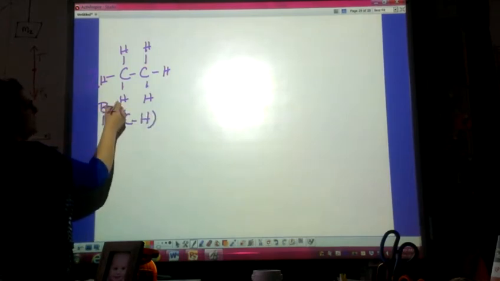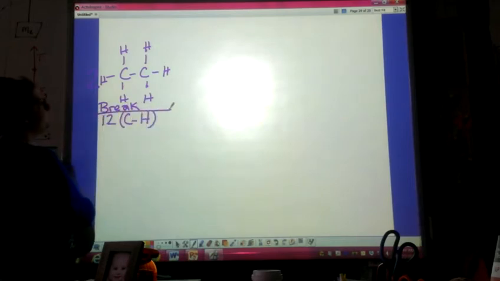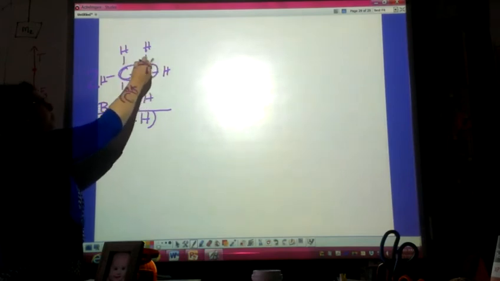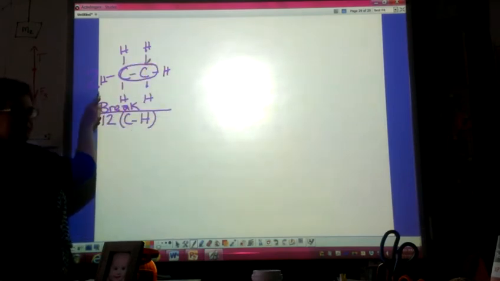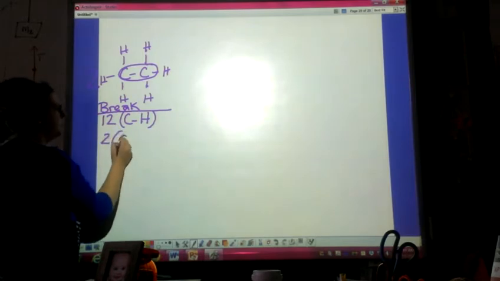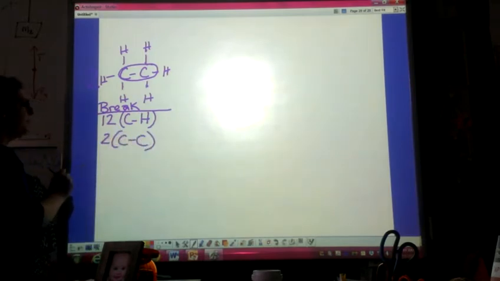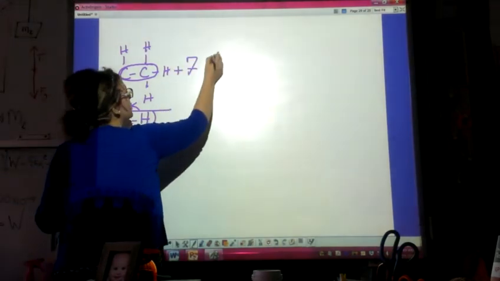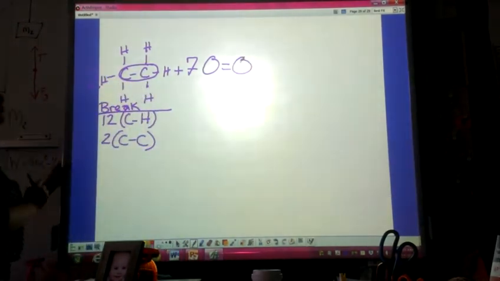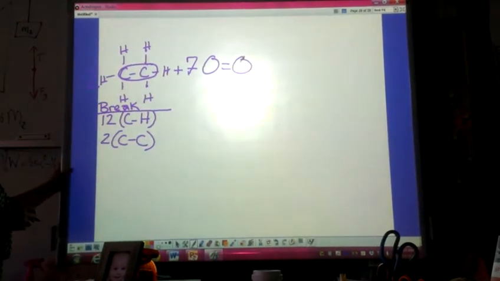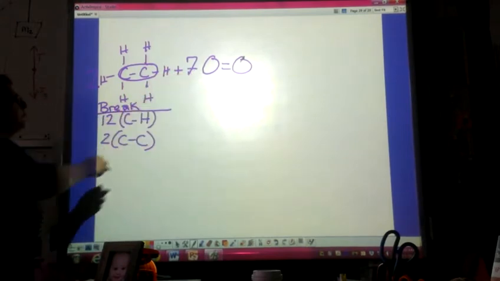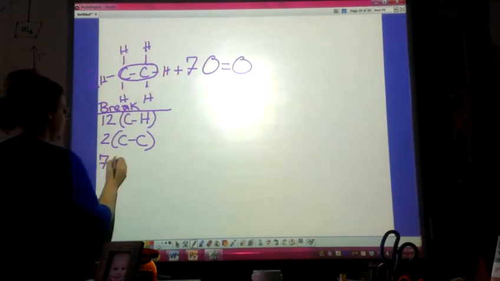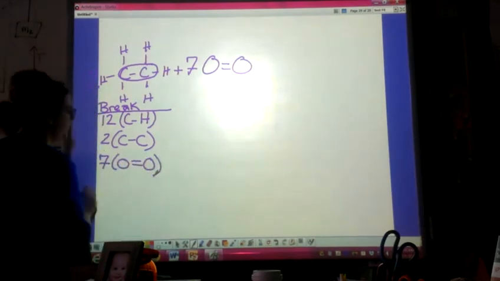So right now I just want to talk about what I'm breaking. So I've accounted for all of the carbon-hydrogen bonds, but I also have this carbon-carbon bond. And since I have 2 of these molecules, I'm breaking 2 carbon-carbon single bonds. Okay, but now I'm also reacting that with 7 oxygen molecules. So I'm about to break 7 O double bond O bonds. So now I have 7 times my double bonded oxygens.